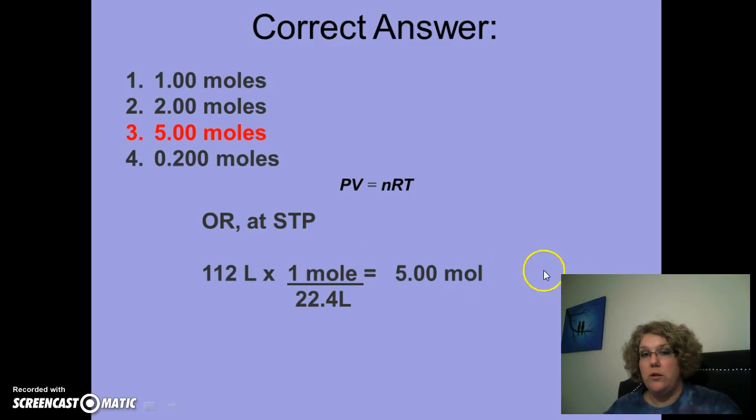Or if you really wanted to do a lot of extra work, you could plug in a pressure of 1, a volume of 112, solve for n, and plug in a temperature of 273 for the Kelvin. Do the algebra, solve for n. You'll get 5 that way too. I like the conversion factor way. Just remember, you can only do this 22.4 shortcut if the gas is at STP, standard temperature and pressure.